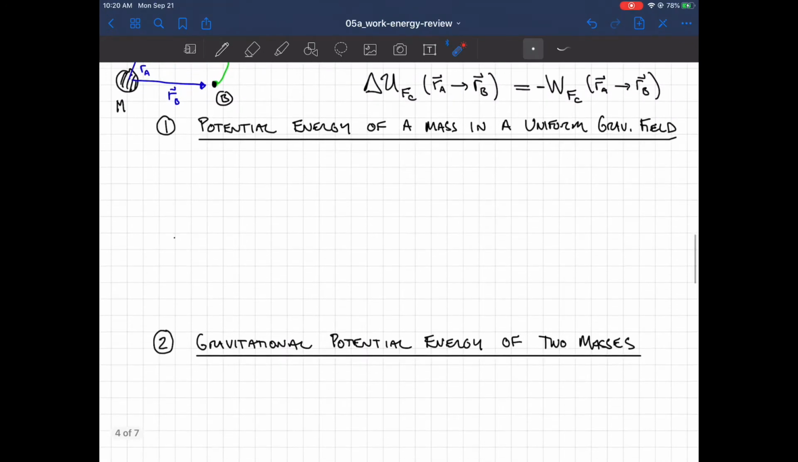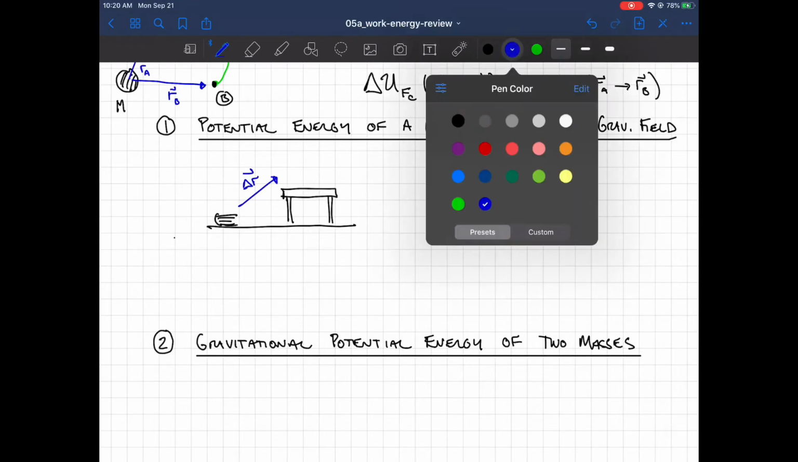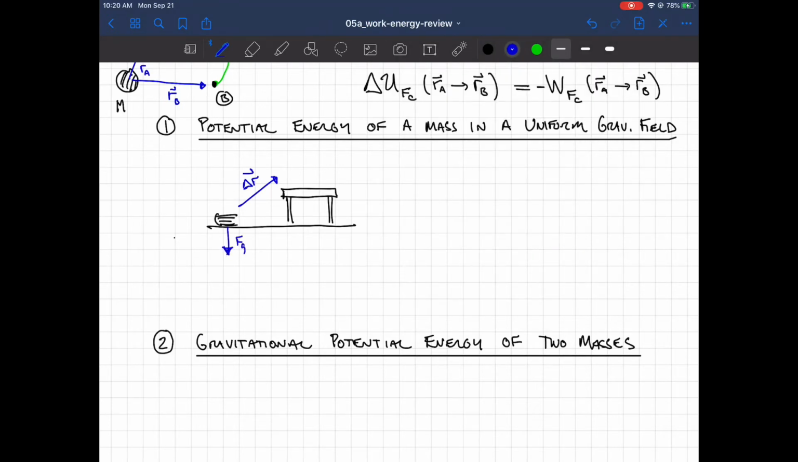So let's do the potential energy of a mass in a uniform gravitational field. We said, well, if you have this book and you raise it up here along some delta r, then the force of gravity, which we said is a conservative force, will yield a work done. So the work done by the force of gravity was equal to minus mgh here.